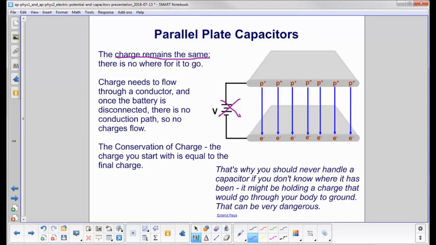That's why you should never handle a capacitor if you don't know where it has been. It might be holding a charge. It can hold a charge for a long time. And if you were to somehow put one finger here and one finger there, which would be very easy to do because capacitors don't have to be that large, you will discharge all those charges through your body into the ground. That can be very dangerous.